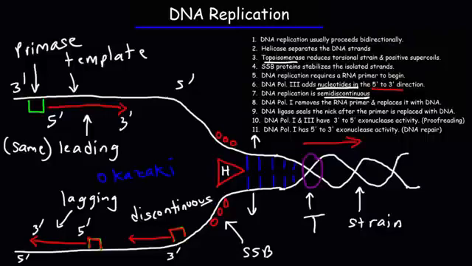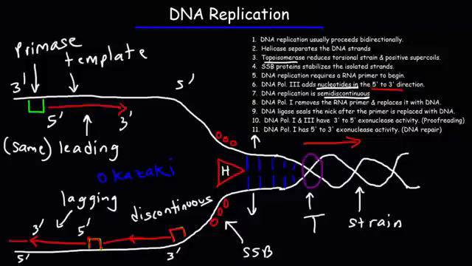Now, another enzyme called DNA ligase seals the nick between the Okazaki fragments. And so there you have DNA replication. So that's the whole process there.